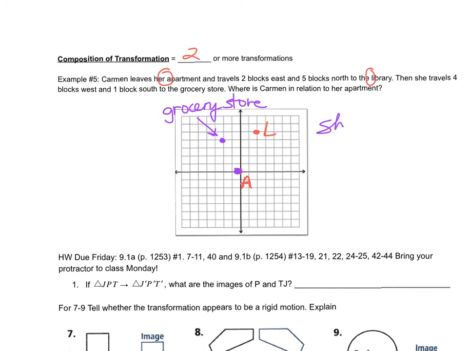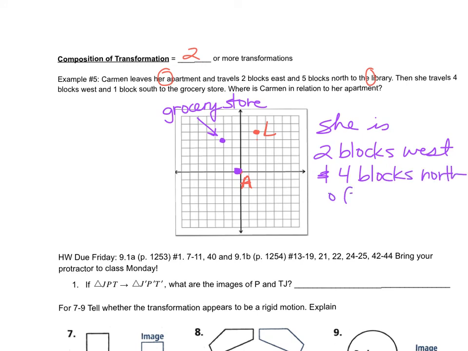She is 2 blocks west and 4 blocks north of her apartment.